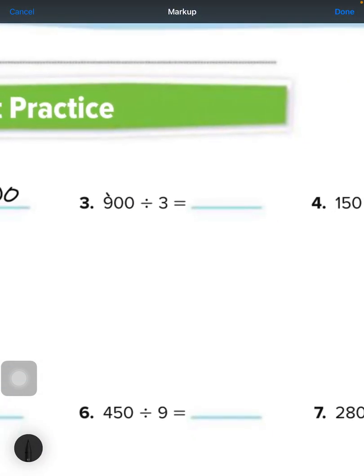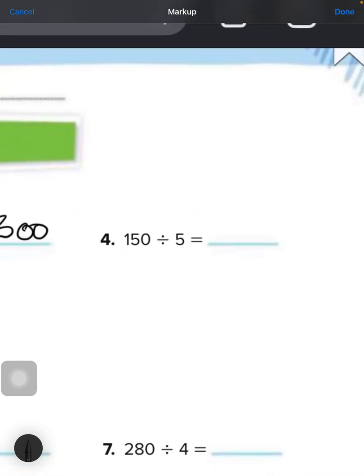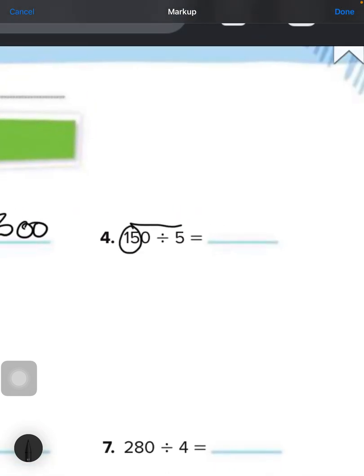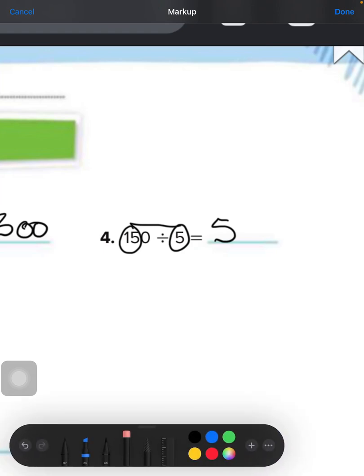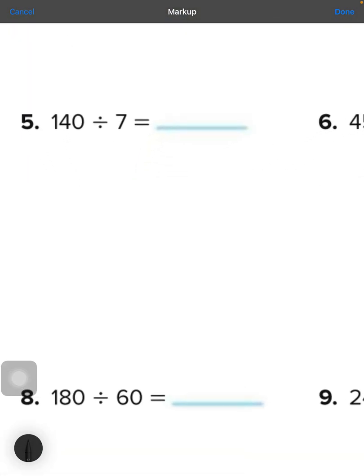Okay, number 3. 9 divided by 3 is 3. Bring the 2 zeros over. You're going to love this chapter, I promise. 15 divided by 5 is, just kidding, I almost made a mistake. It is 3. Bring the 0 over, 30.